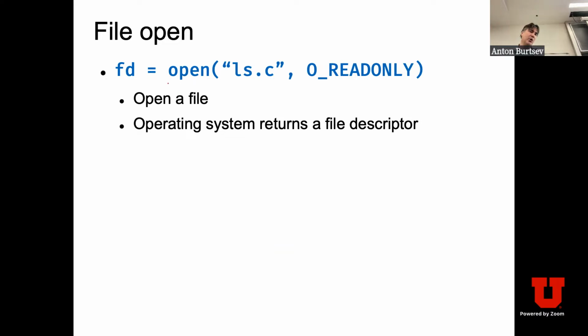And essentially, an open system call takes a path to a file and some flags, like read-only, it can have read and write, it can have a create flag, and it returns a file descriptor. That's how they wanted to see it, right? They say, okay, you return a file descriptor.